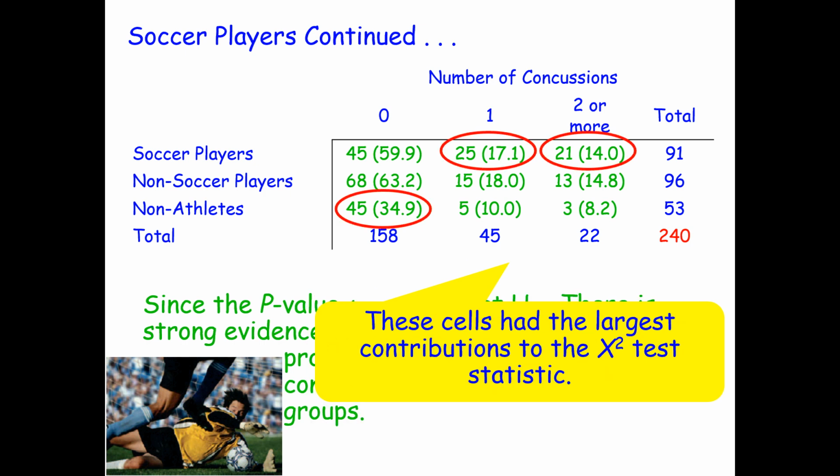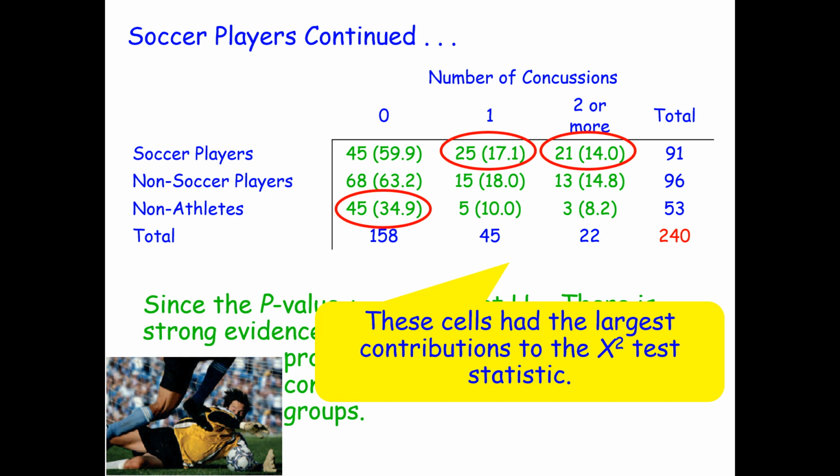So we see that these cells right here have the largest contributions to the chi-squared test statistic. So basically what we're saying here is that when we look at these 3 sets of values and look at those largest differences, they occur between soccer players and non-athletes, with soccer players having higher than expected proportions in the 1 and 2 or more concussions categories, and the non-athletes having a higher than expected proportion in the 0 concussion category.